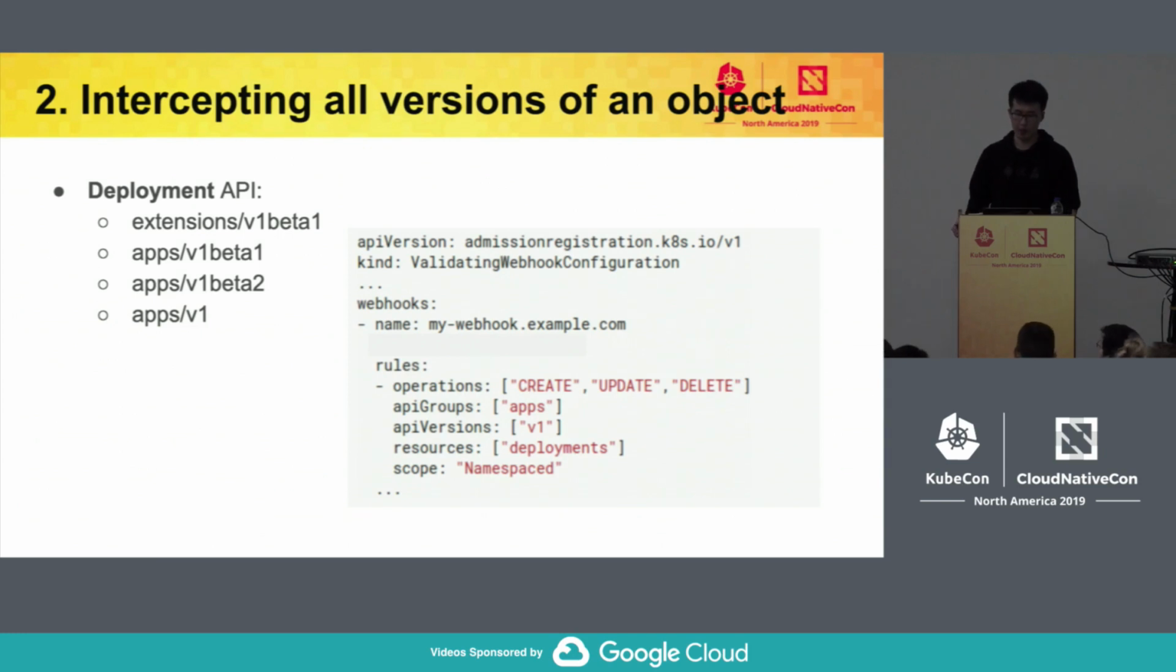Another best practice is intercepting all versions of an object. We know that Kubernetes supports multiple API versions. For example, Kube API server allows creating and updating deployments by extensions v1beta1, apps v1beta1, v1beta2, and apps v1 APIs. If a webhook is configured to only intercept deployment requests in apps v1, it will miss the requests in the other versions. So it is recommended to set the match policy to Equivalent, which ensures that the webhook will get requests that are known to be equivalent from the API server, and it will also ensure that if a future API server upgrade introduces a new version for the deployment API, for example apps v2, the webhook will also get the API request.